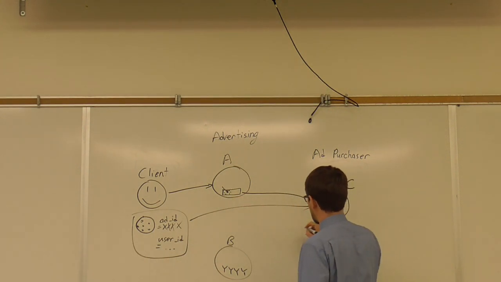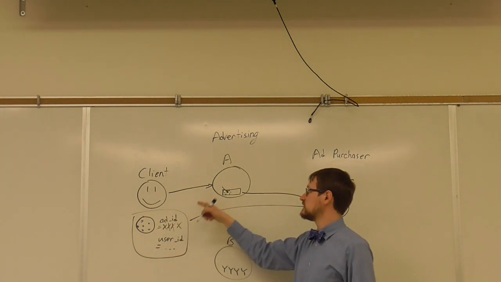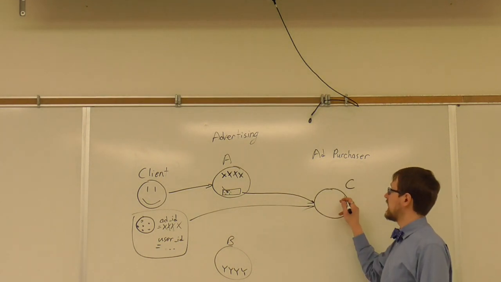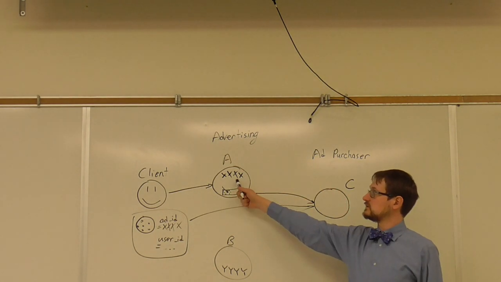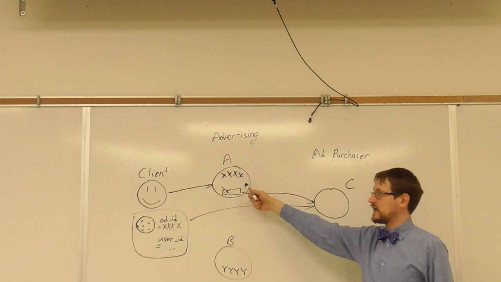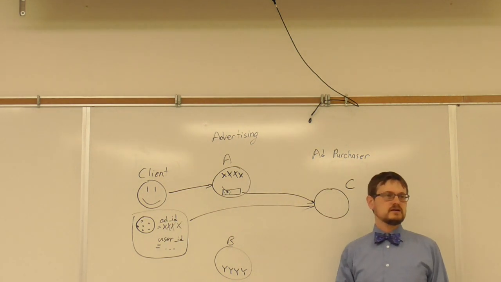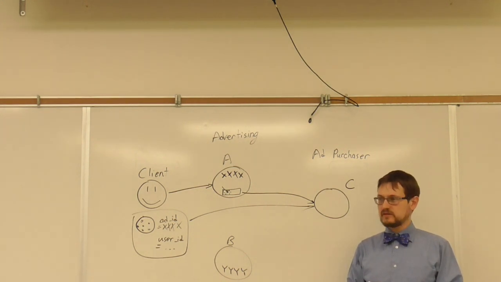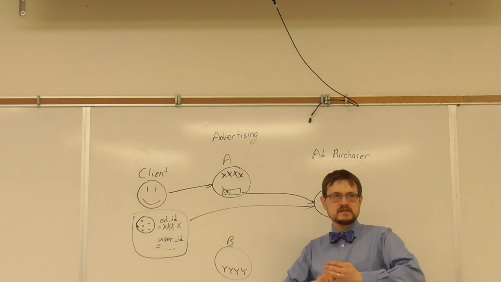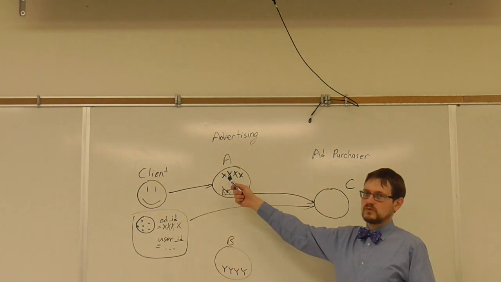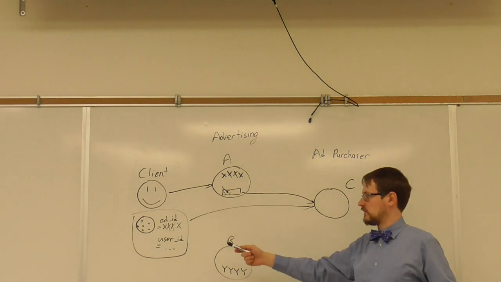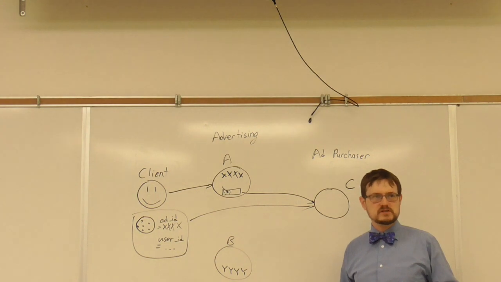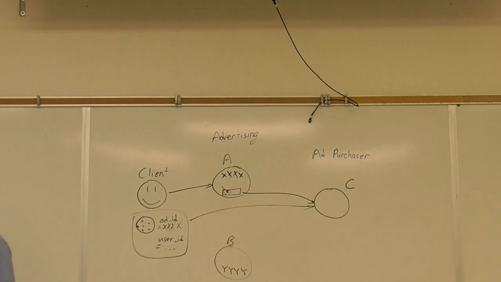So when the client arrives, they have the ad ID from website A and not website B. So the ad purchaser knows that website A provided a single link, they register one click for that website, right? And then at the end of the month, however many clicks they've accumulated from that website, they send a check. Does that make sense? So that's how internet advertising works.